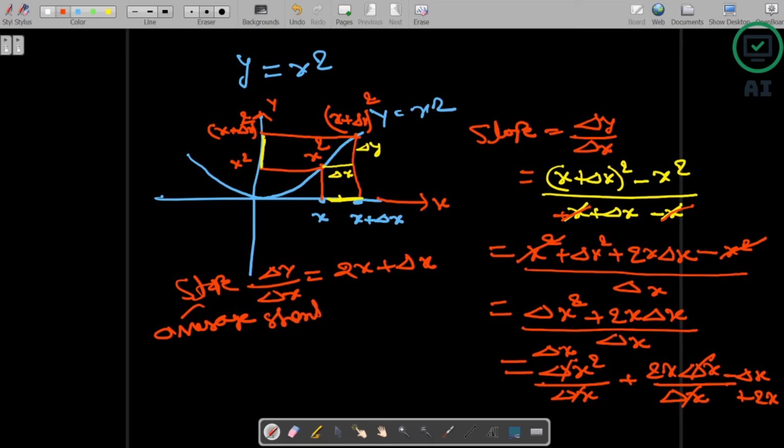short distance, but not instant, not at that particular point. This is the short distance, you can say it's a kind of slope between 2 points. We want a slope at that particular point when you zoom in on that point. So how do we find that out?